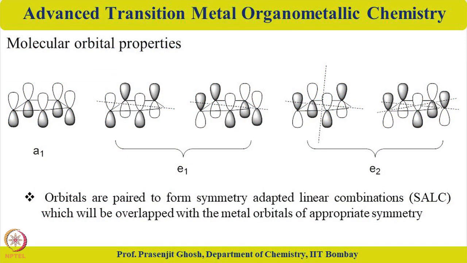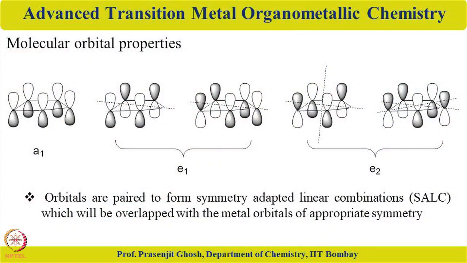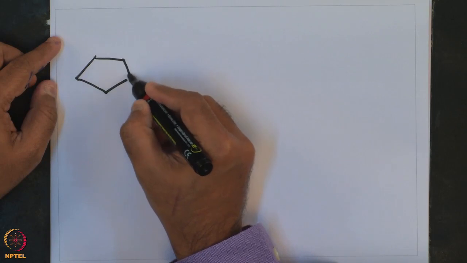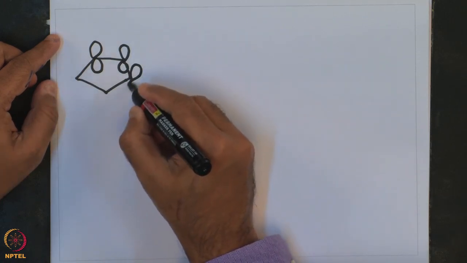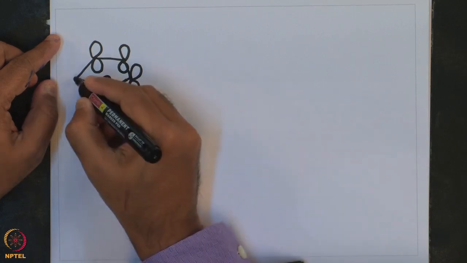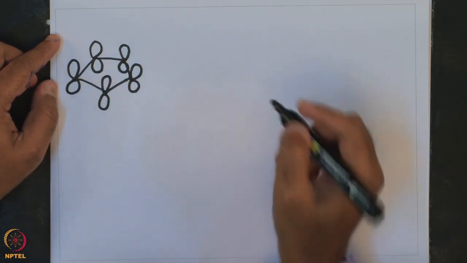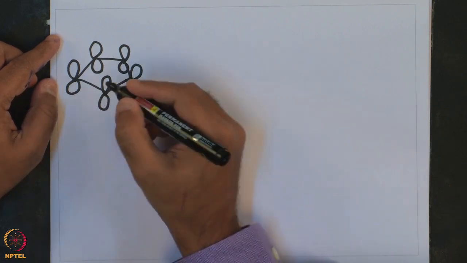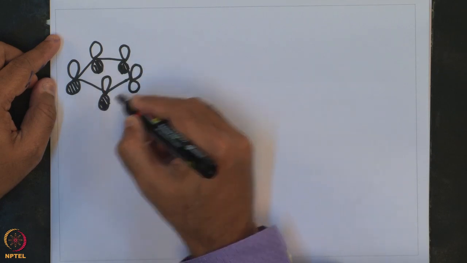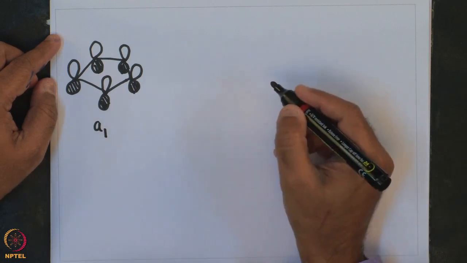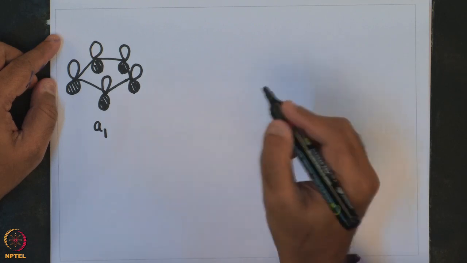So, the cyclopentadienyl ligand will have 5 p orbitals, resulting in 5 molecular orbitals, of which there will be one of its own type and the 2 others will be degenerate. So, they are shown over here. So, this is psi 1, which is A1 symmetry, and this is all bonding. So, now there are 2 E2 types.